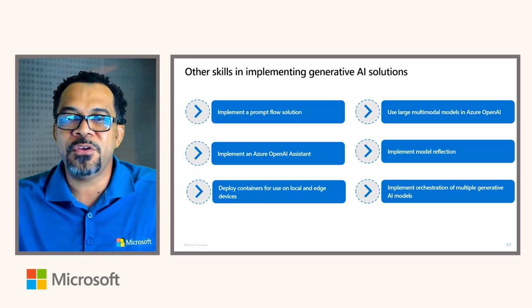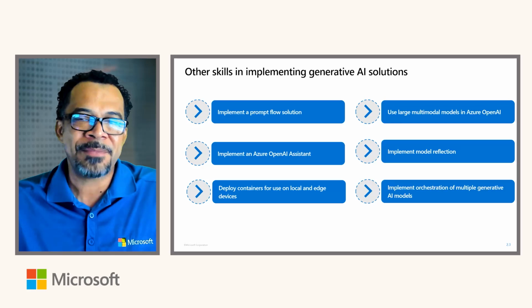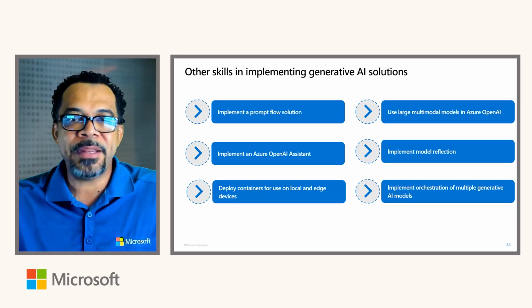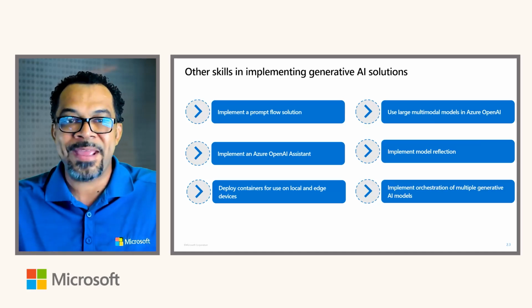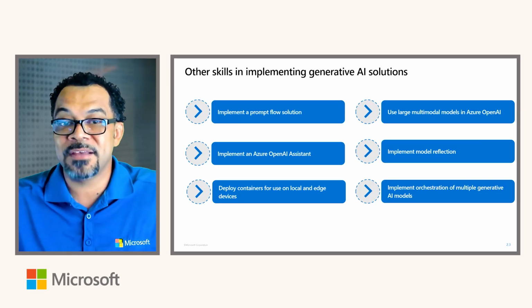Deploy containers for use on local and edge devices. So keep that in mind also, as well as some of the prerequisites that are required for that. And finally, implementing orchestration of multi-generative AI models. Understand why agents matter in the context of generative AI.